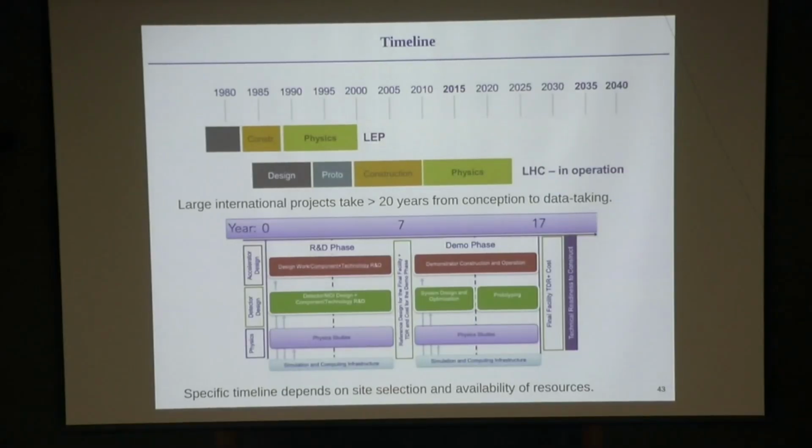It will take at least a couple of decades to finish all the R&D phase, decide to construct, and start building such a collider. Being more specific is hard until a project like that is approved and a site is chosen, because then there are constraints depending on what other projects are ongoing. But this is the type of timescale we are looking at for realizing such a collider.